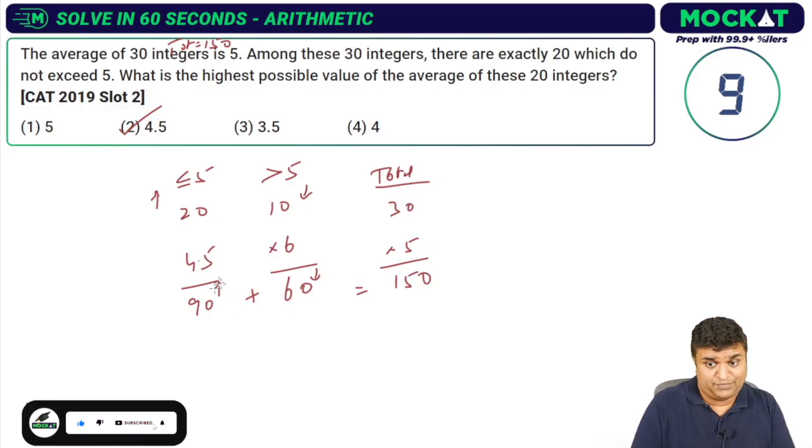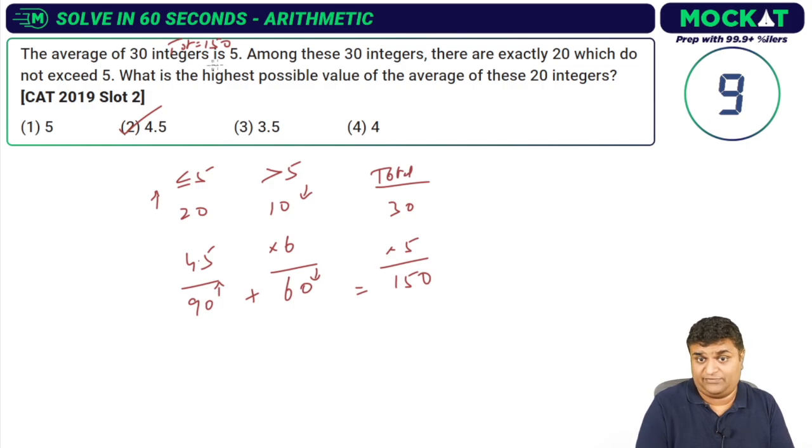Then the largest possible total over here is going to be 90 because the grand total is 150, 30 into 5. Average into number of terms is the total. So therefore, 90 is what you find over here as the total for the 20 integers. Average is going to be 90 by 20.